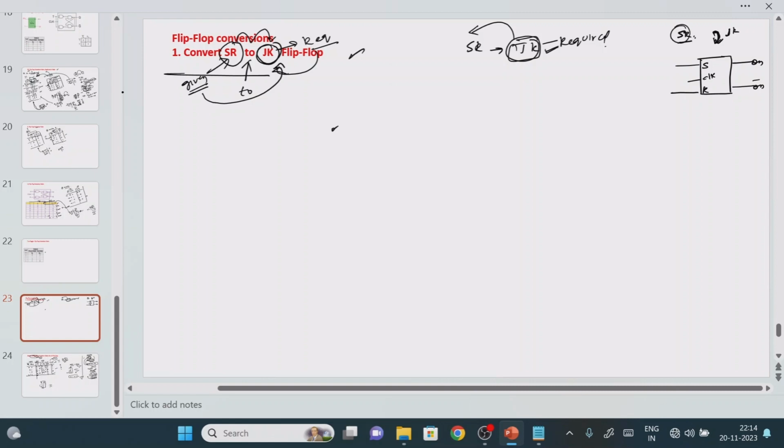First we will draw the block diagram for the given flip flop, that is nothing but the SR flip flop as per the given question, right? Now what is the required flip flop, guys? The required flip flop is the JK flip flop, right? So now what do we have to write?